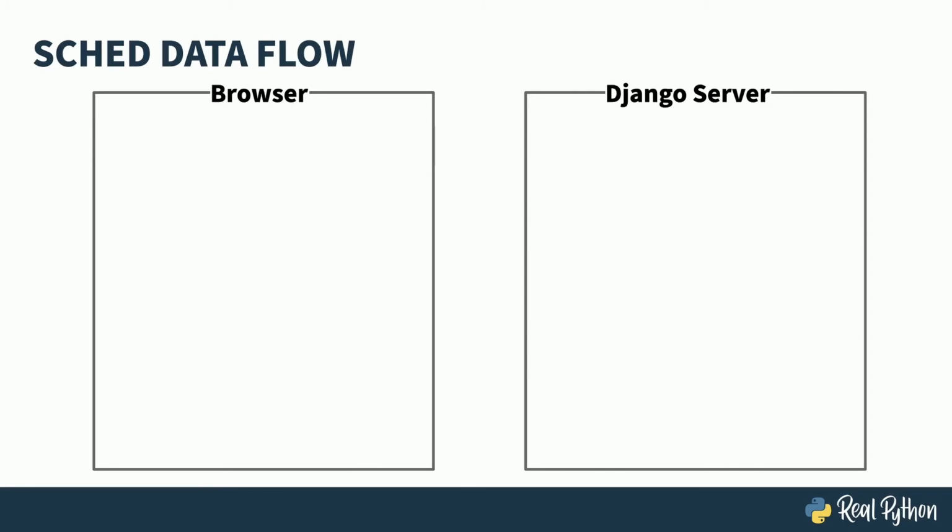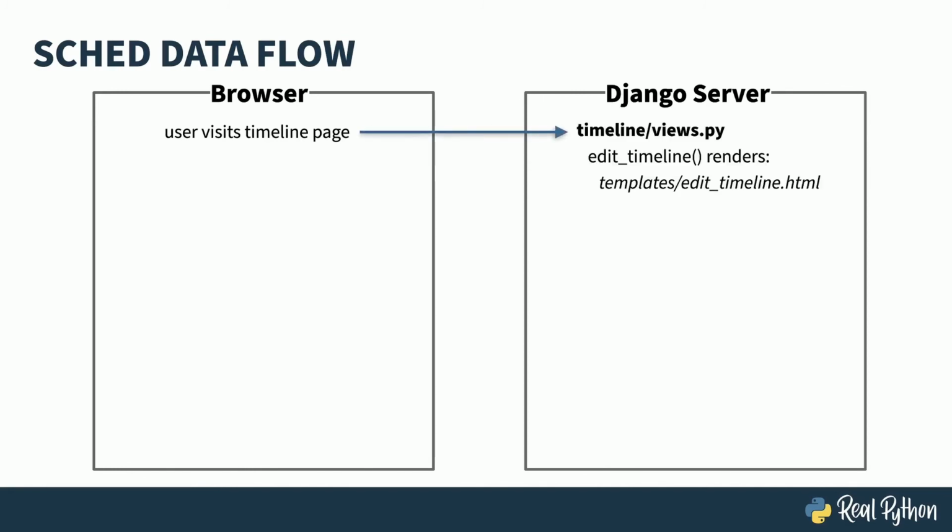Here's how things work when a user hits the application on the browser. First off, you visit the timeline page. That hits a view on the Django side. That's inside of the timeline app in its views file. The view is called Edit Timeline, and it renders a template called Edit Timeline.